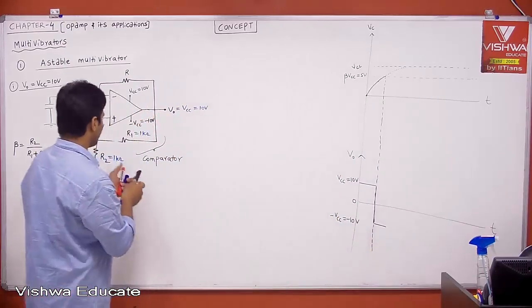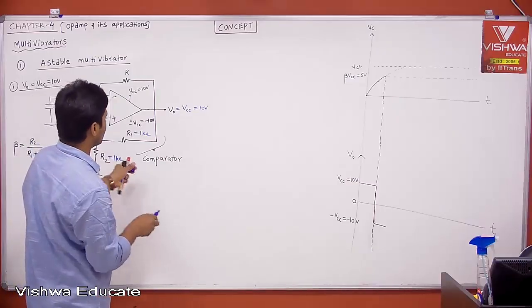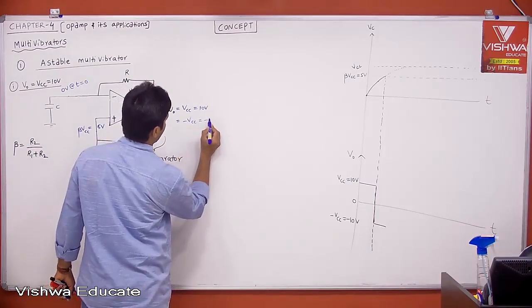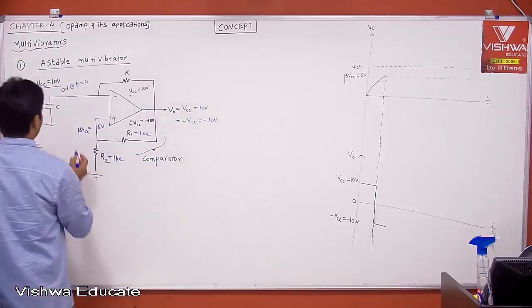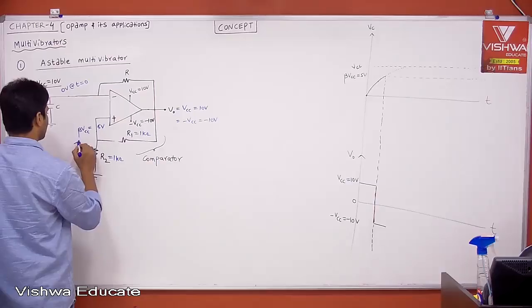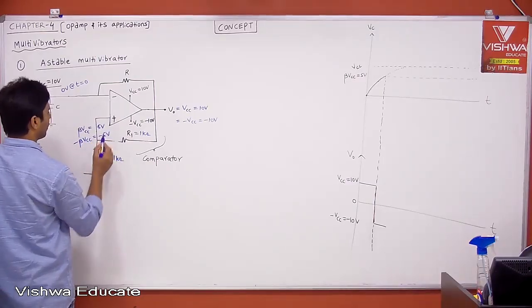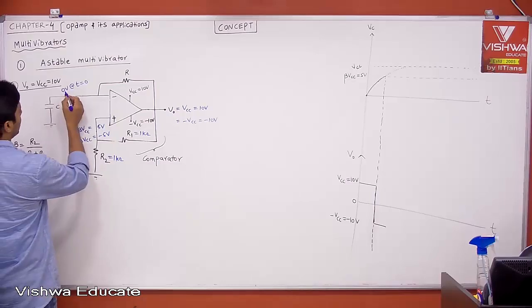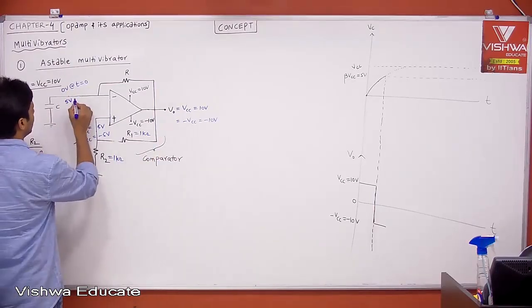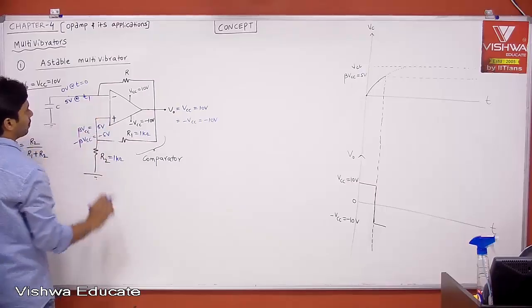Now tell me, when the output is switching from plus 10 to minus 10, what will be your beta VCC? Then it will become minus beta VCC, which is minus 5. Then tell me what is the voltage here? Now it went to 5 volt at some time, let us say at a time t1.